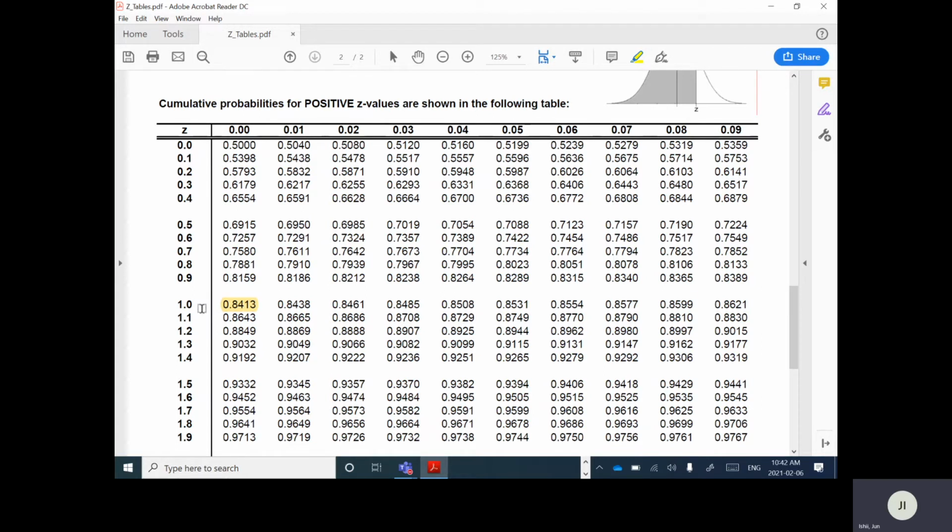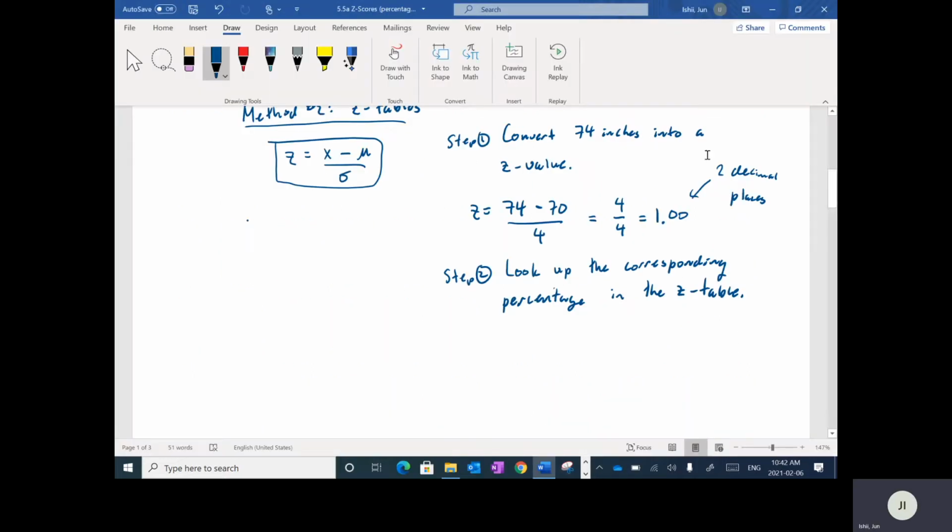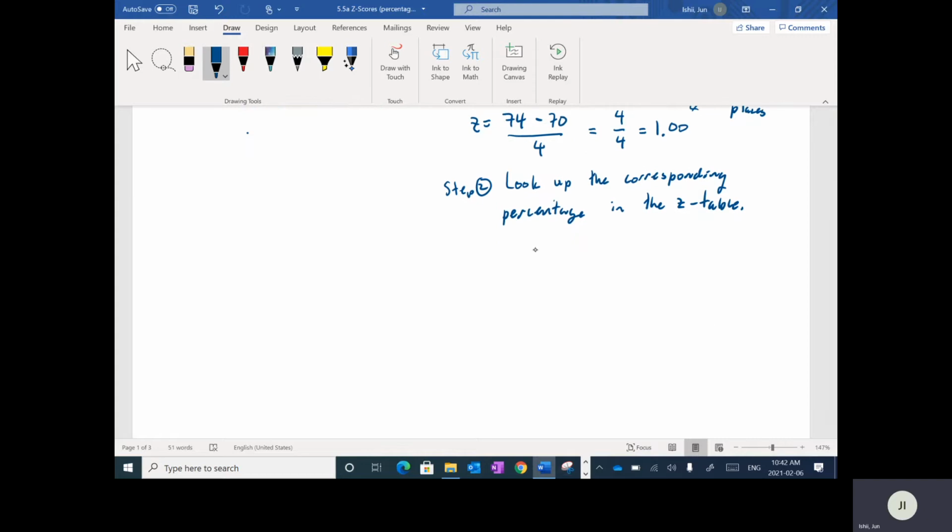Anyways, for 1.00 we get a value here of 0.8413. So the Z value that we looked up, I'm going to call it Z percentage. I don't want to write the equal sign here, so I'll write Z with a percentage sign, is equal to 0.8413. This is a decimal.